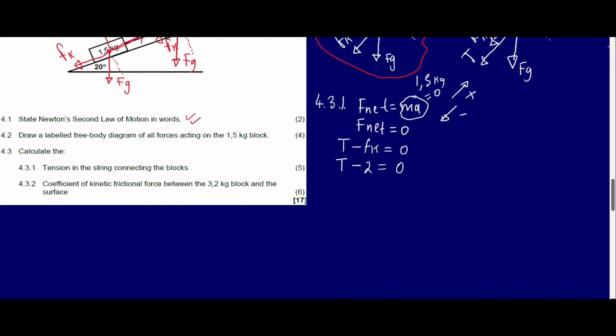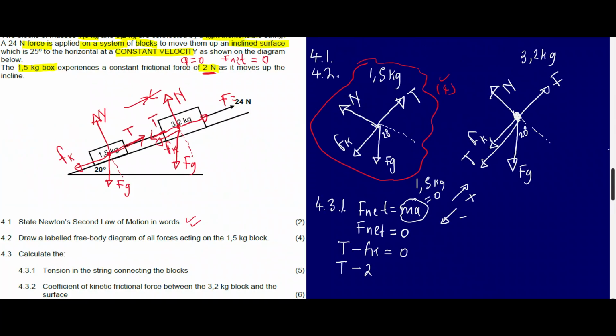So the value is 2 newtons. 2 newtons equal to what? To 0, right? So I think this is getting to be a very simple equation to deal with. But then remember, it's not as easy as this with an incline, right? We must consider the component of gravity.